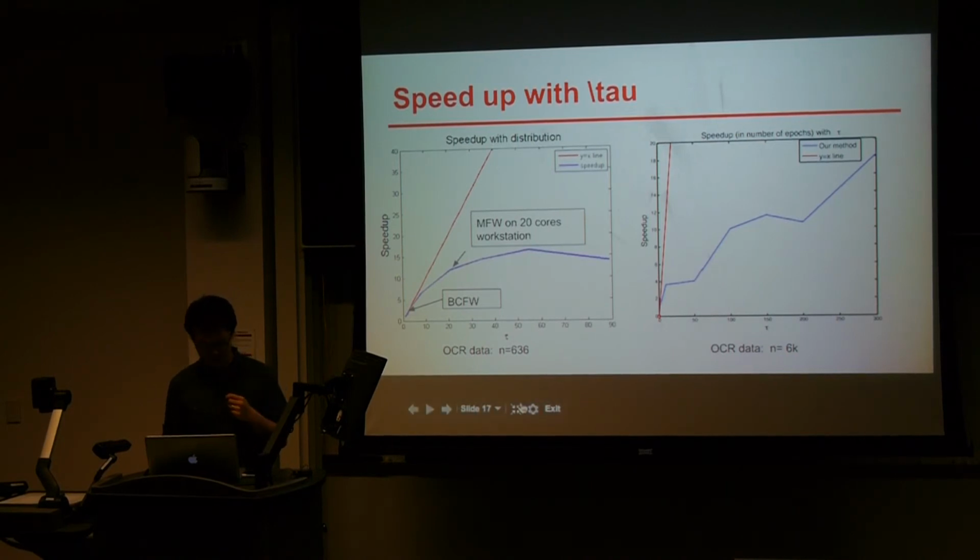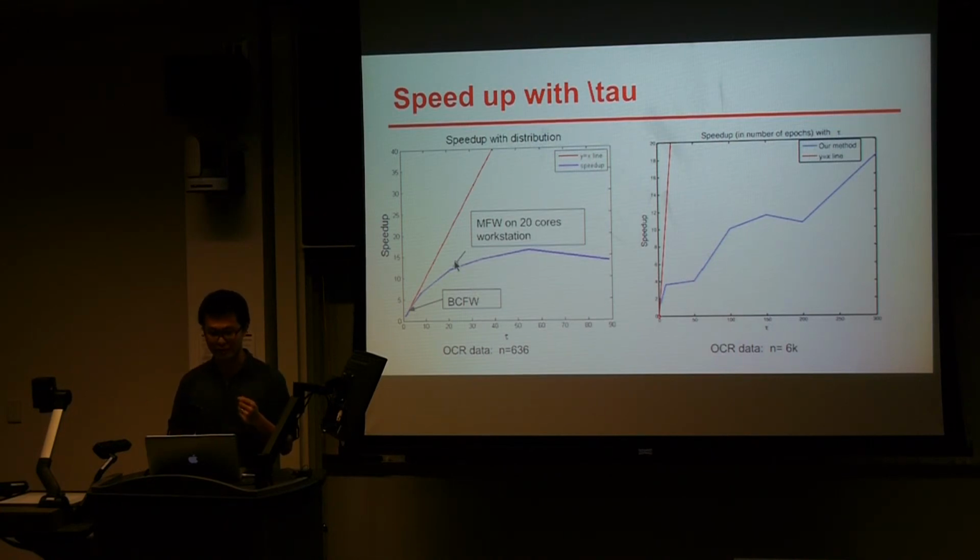On the left, we can see that we run this OCR data with n equal to 600 something. Again, this is structural SVM. And we can see that the block coordinate Frank-Wolfe is here. If we increase tau, it looks like a linear speed up at the very beginning before tau gets very large, but it flattens out very quickly after tau reaches somewhere like 20 or 30. But this is still very good.